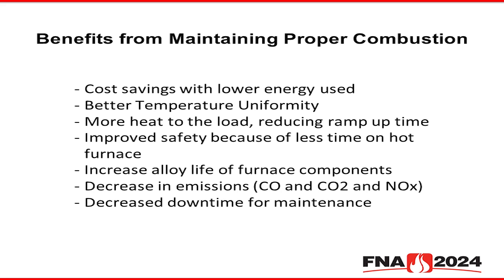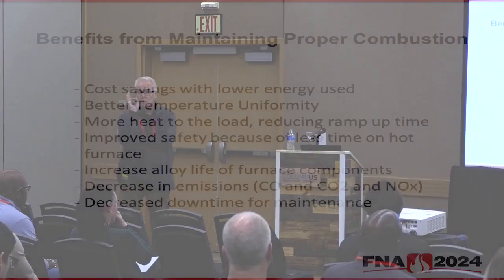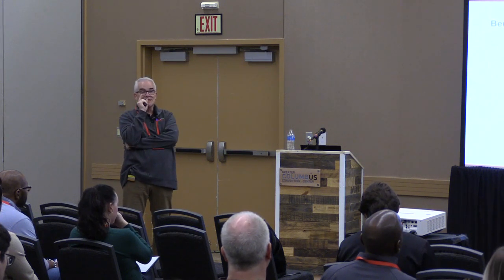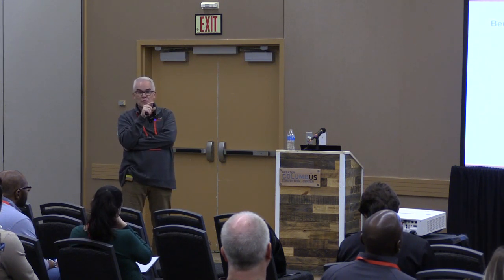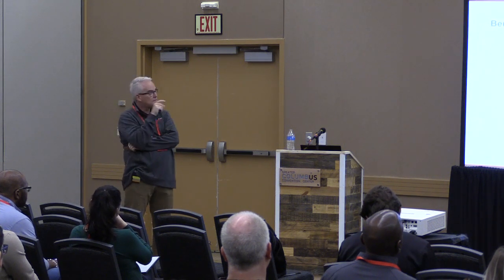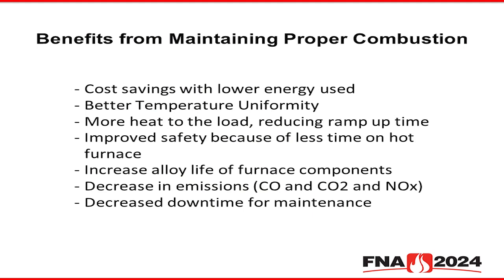Cost savings with lower energy used, better temperature uniformity, and again, depending on what you're processing, that's essential. And even if it isn't essential, it would be nice if every carburized load actually had the same case depth from load to load. More heat to the load, reducing ramp-up time. We've got some case studies, booth 228, that show on big box annealing furnaces, we can reduce the heat-up time by hours, which again equates to an extra load or two a week.